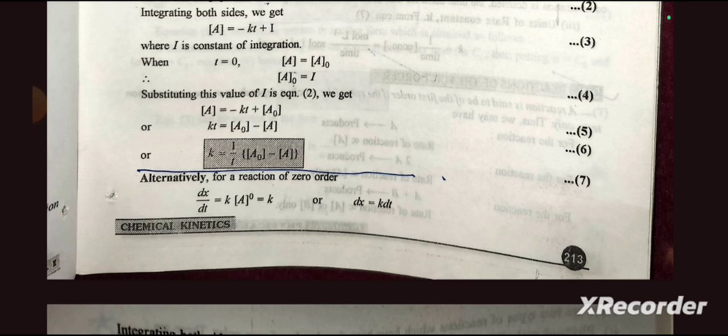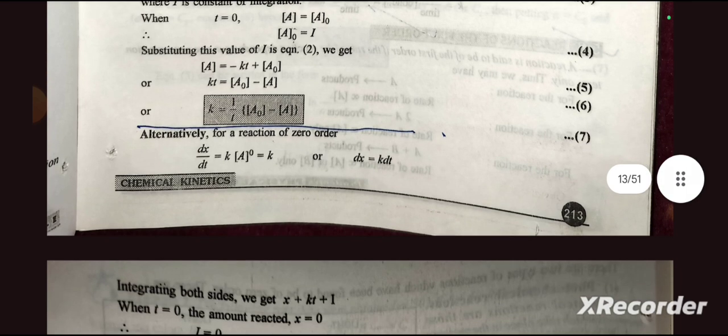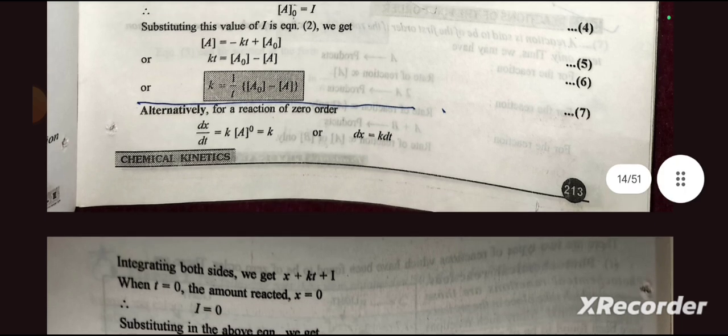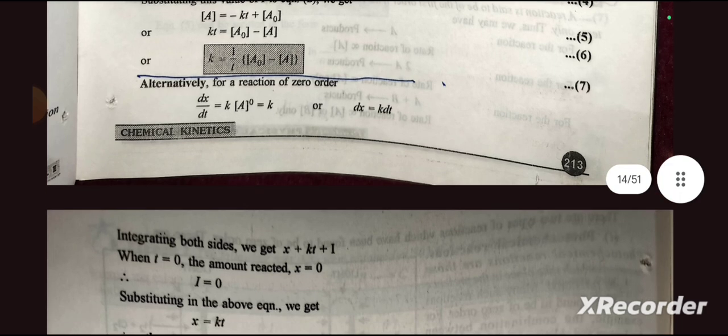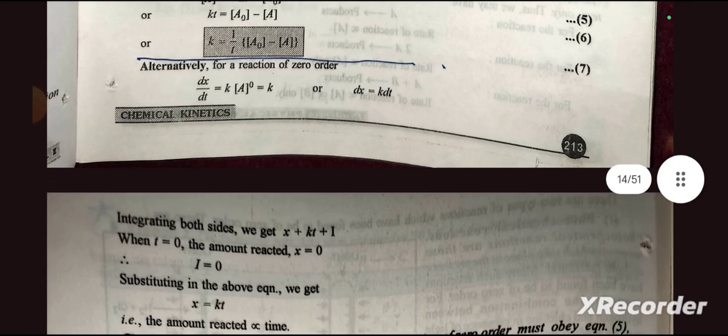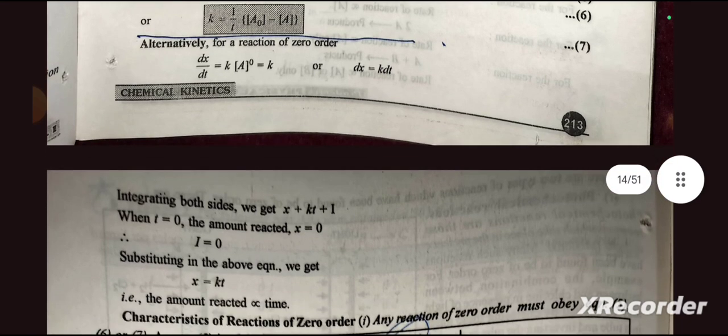When t is equal to 0, A is equal to A naught, which is equal to I. Substituting this value of I in equation 2, we get A is equal to minus kt plus A naught. Kt is equal to A naught minus A. K is equal to 1 by t into A naught minus A.